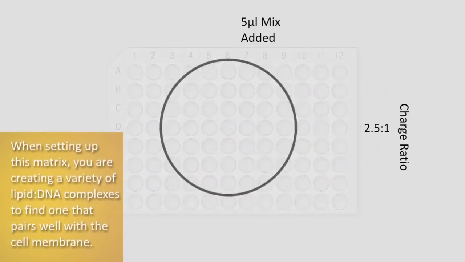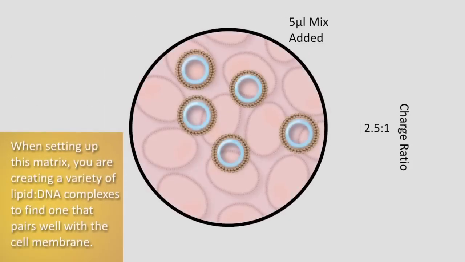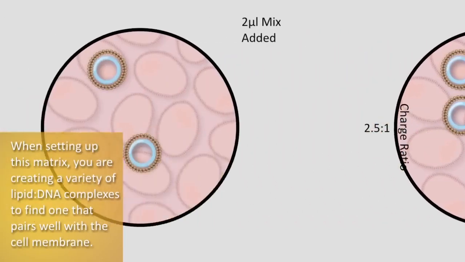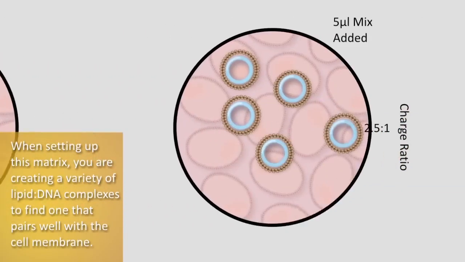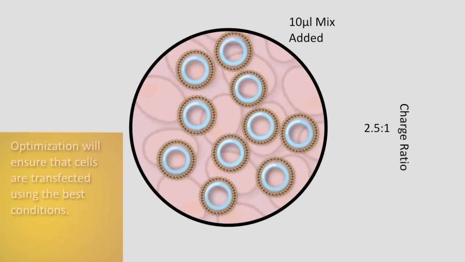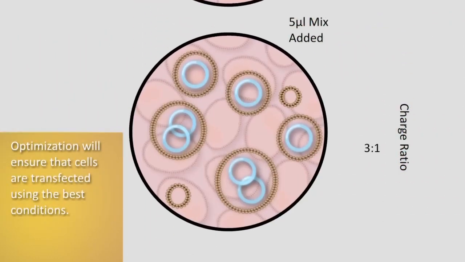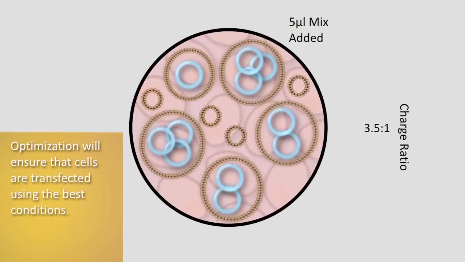When setting up this matrix, you are creating a variety of lipid-to-DNA complexes to find one that pairs well with the cell membrane. A stronger net positive lipid-to-DNA complex charge may lead to greater transfection efficiencies. Optimization will ensure that cells are transfected using the best possible conditions.